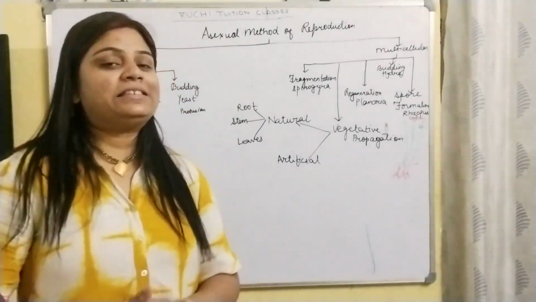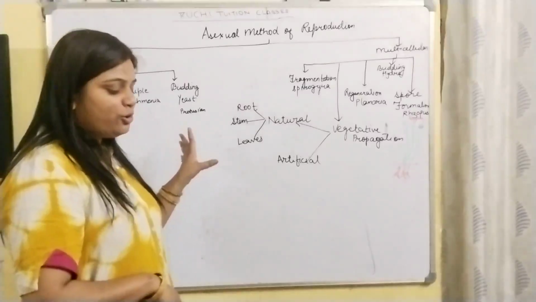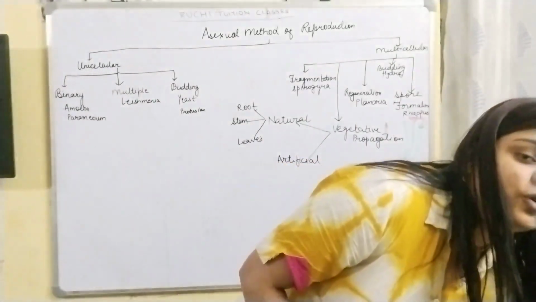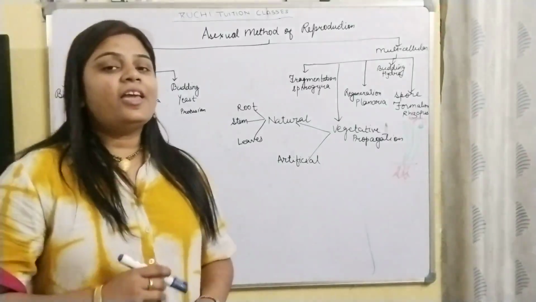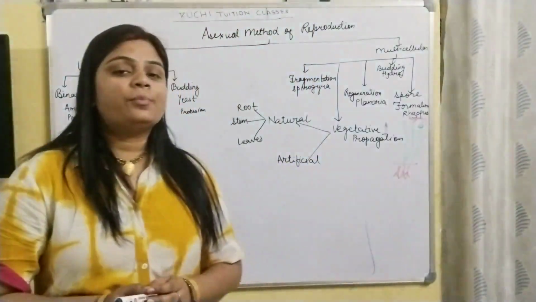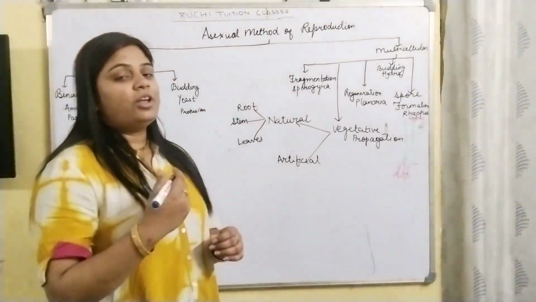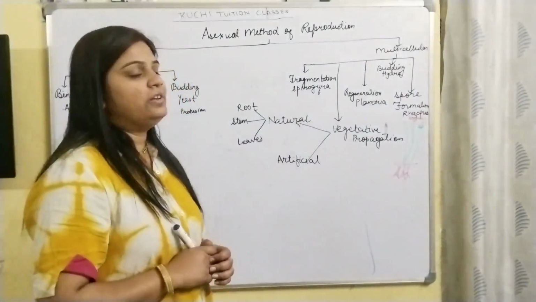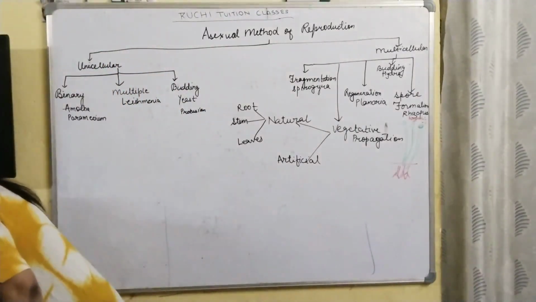Today, as you are seeing on the board what I have written here, I will discuss with you all the asexual mode of reproduction. As I have discussed earlier, what is reproduction, I have given the definition and basic introduction to reproduction. Why do organisms reproduce? So the first method of reproduction is asexual reproduction.